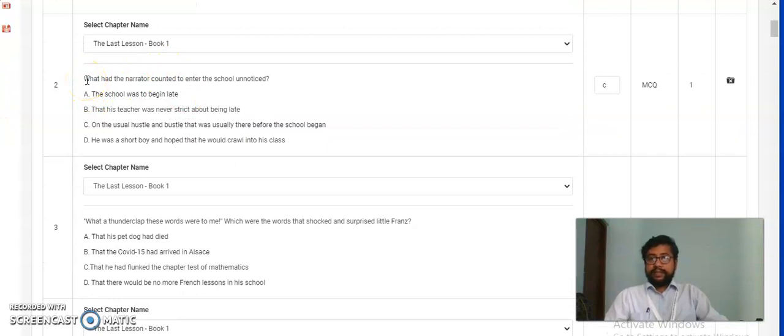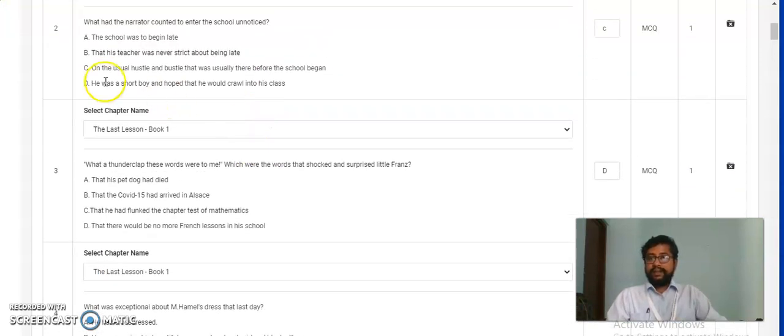Next one was, what had the narrator counted on to enter the school unnoticed? He was really hoping that no one would notice him walk in. Option number C, on the usual hustle and bustle that was usually there before the school began. All right, I've tried to put in some really unexpected responses. He was a short boy and hoped he could crawl into his class. These are some of the telltale clues for you that this response is wrong. If it looks very preposterous, sometimes very impossible, you should know it's wrong.